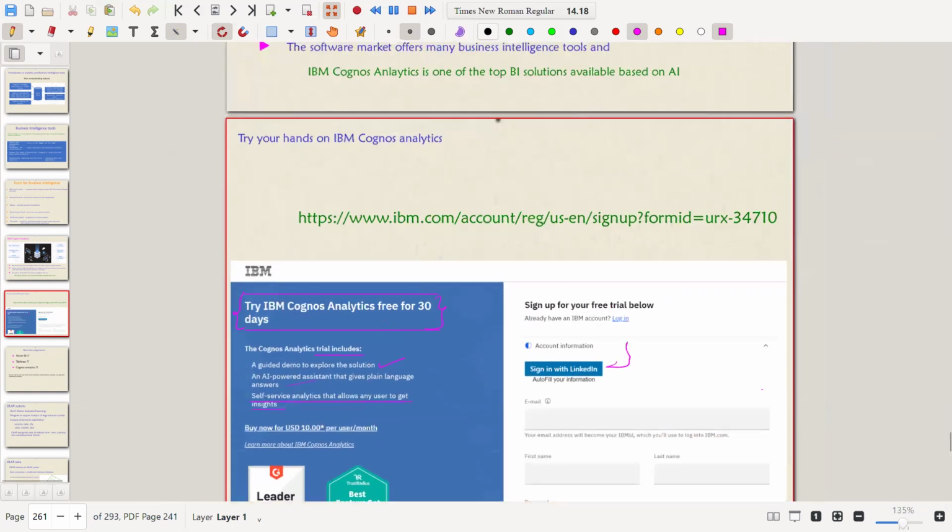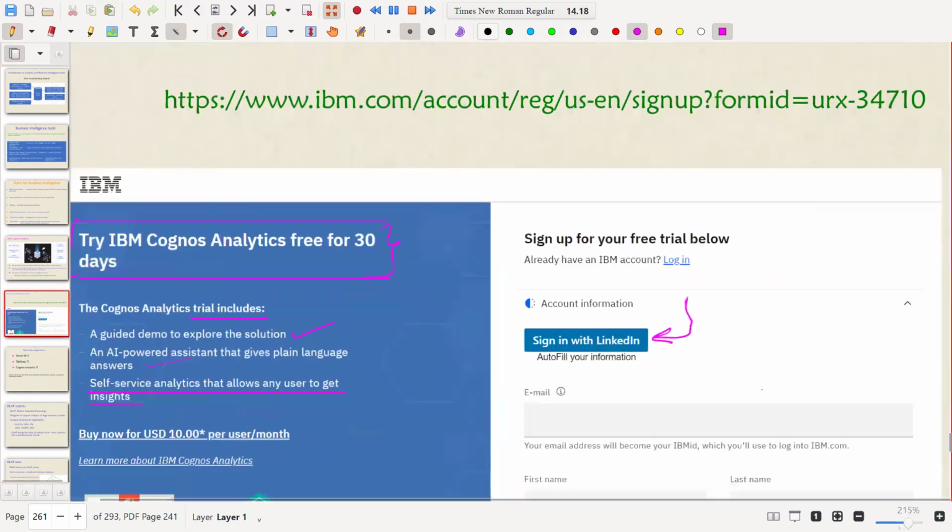Here it is a good source also. You can sign in with your LinkedIn account so that maybe any other information about IBM data warehouse, anything like that, you can get a feed in your LinkedIn.